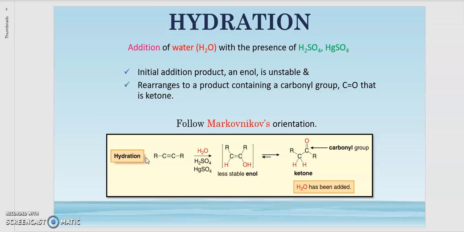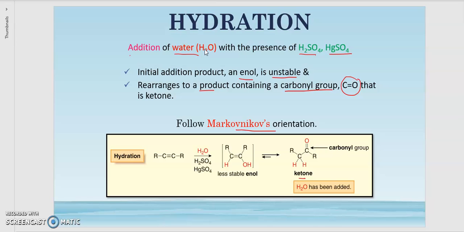So this reaction is slightly different from the hydrations in alkyne. It's still addition of water to the triple bond with the presence of sulfuric acid and also mercury sulfate. The initial product of addition is an enol, which is unstable, and then rearrangement will occur to obtain a carbonyl group, which is a C=O group. The hydration products will follow the Markovnikov orientation if needed.